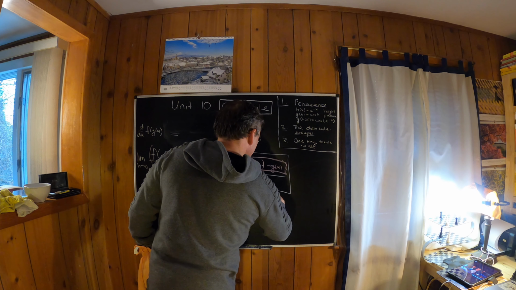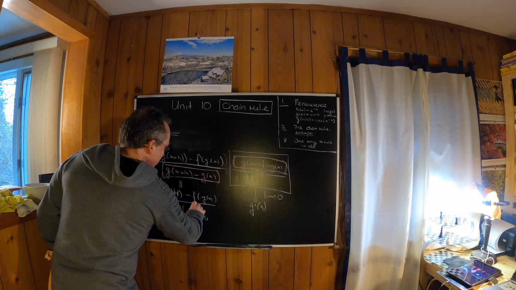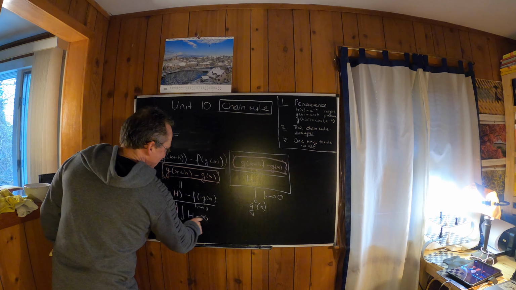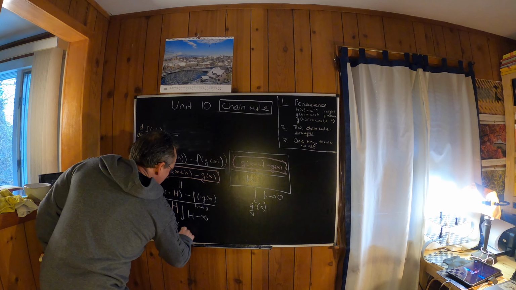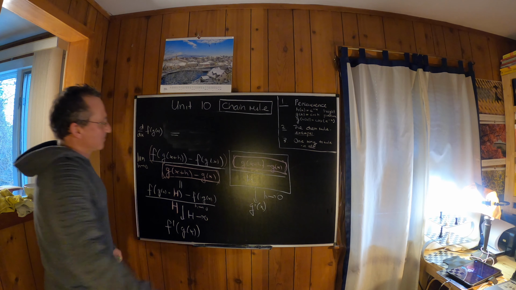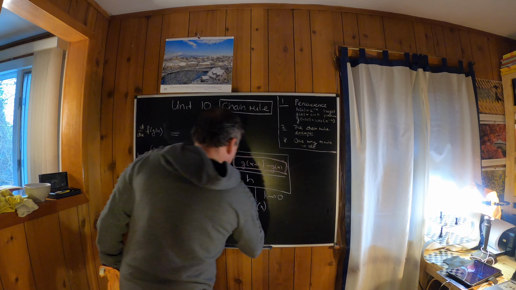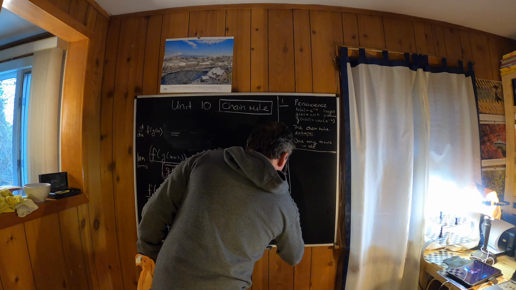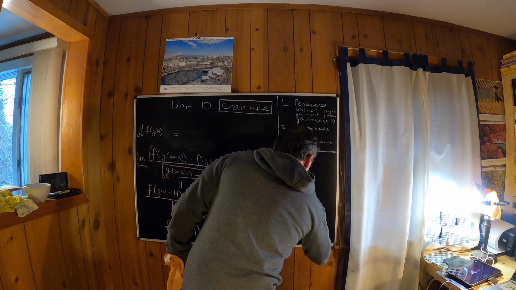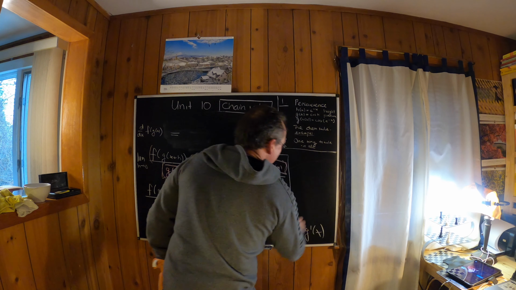So when small h goes to 0, then capital H goes to 0, and that goes to f prime g of x. So what we see is that this is equal to f prime g of x times g prime of x.